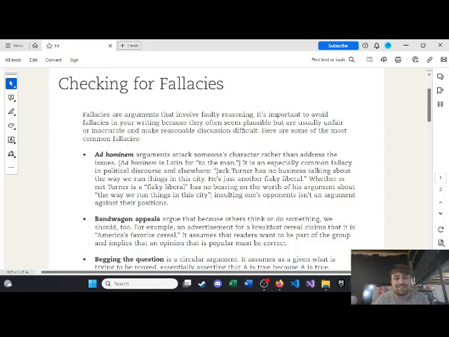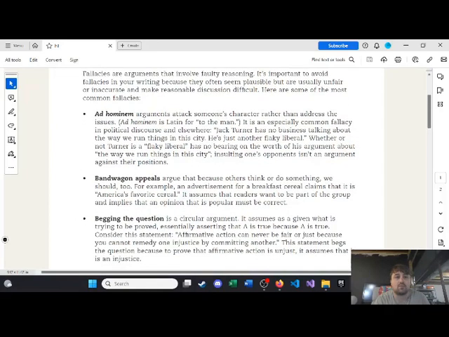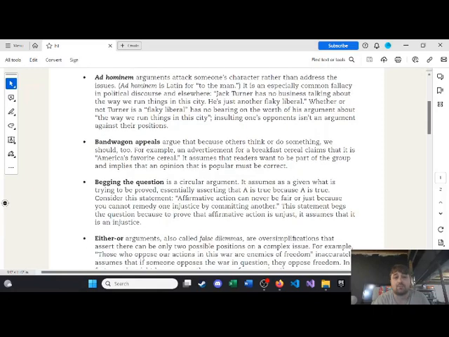So let's look at some examples of fallacies. These would be examples of bad arguments, faulty reasonings. Okay, so the first argument that's a fallacy is an ad hominem. What does that mean? It means you're arguing against the person. So you're attacking someone's character rather than addressing the issue. So an example they give: Jack Turner has no business talking about the way we run things in the city. He's just another flaky liberal.